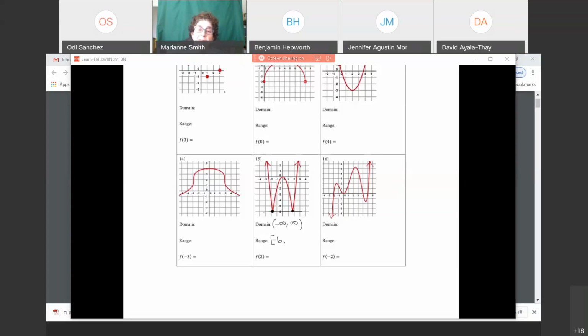Because of the arrowheads, though, and they're heading up as far as they can go, there's no largest y value. So infinity goes there, positive infinity. And since that's not a number, we're going to put a curved bracket there. You can't ever touch infinity. It's not a number, so that always gets a curved bracket.